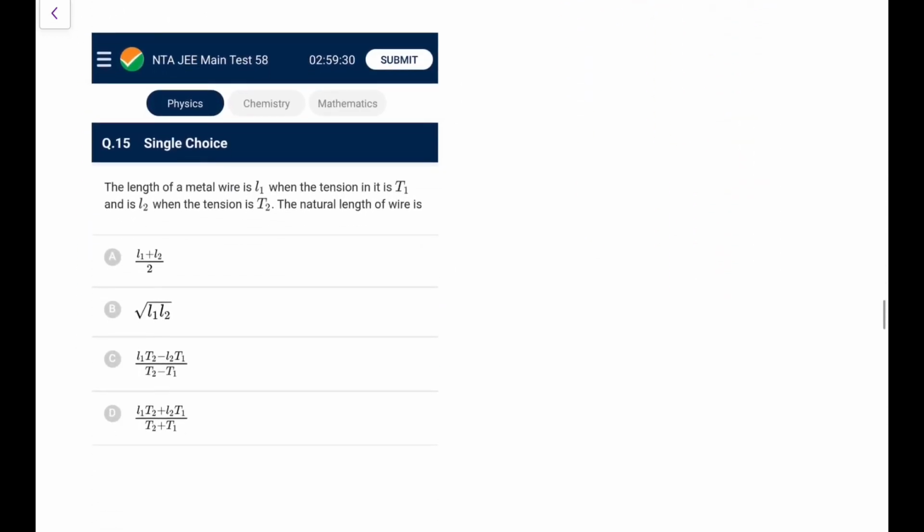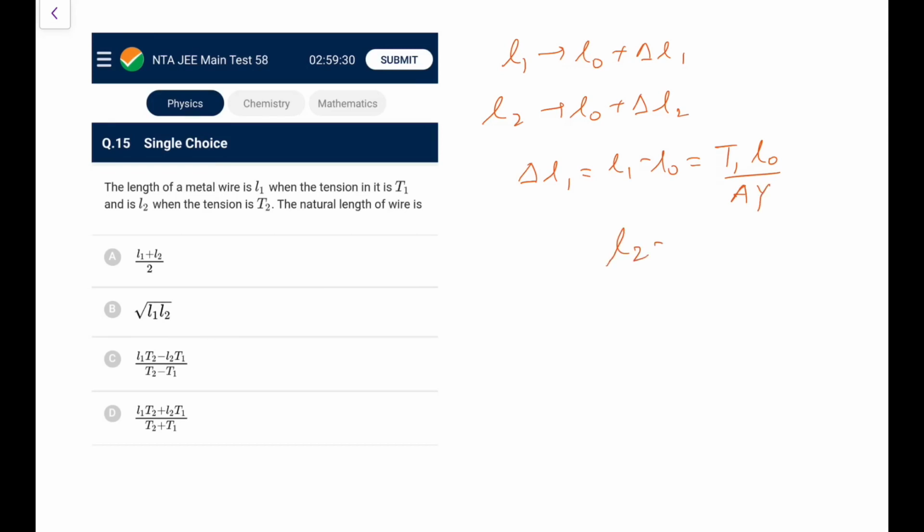Next we go. The length of a metal wire is L1 when the tension is T1, and L2 when it is T2. Find the natural length. We have done this question so many times. Let L1 be L0 plus extension delta L1, L2 be L0 plus delta L2. We know delta L1, that would be L1 minus L0, is equal to FL upon AY, that is T1 L0 upon AY. Similarly, L2 minus L0 is T2 L0 upon AY. Divide both the equations. This goes, this goes. So T2L1 minus T2L0 is equal to T1L2 minus T1L0.